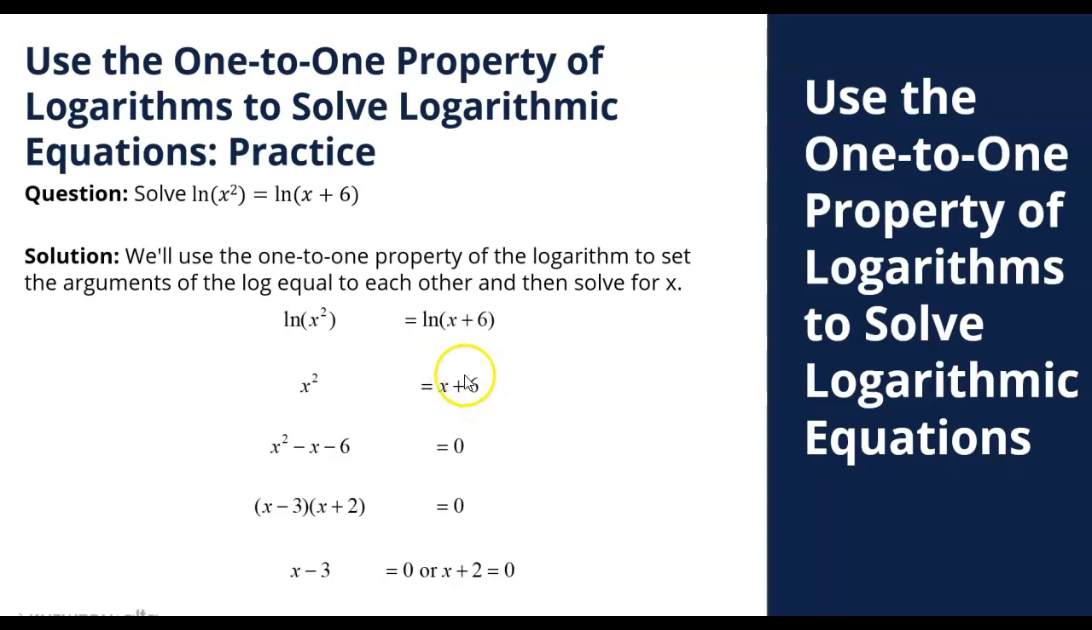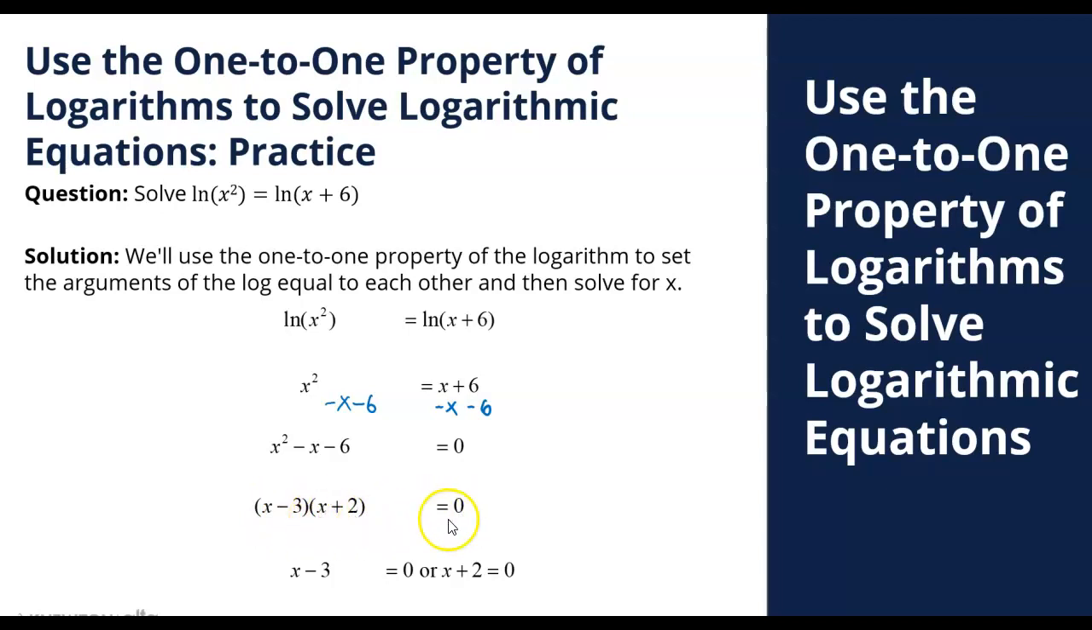You can transpose this to the left-hand side. So you can subtract x and subtract 6 on the right-hand side, and then you do that also on the left-hand side. That gives you x squared minus x minus 6 equal to 0. Then after that, you can factor this out. Factoring this out gives you x minus 3 times x plus 2 equal to 0.